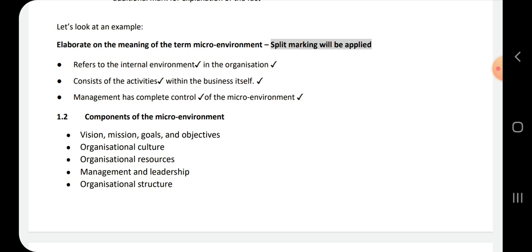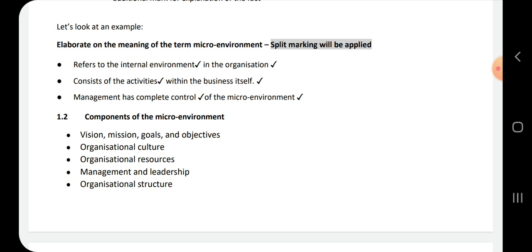So you answer in full sentences when you're asked to define and elaborate. Every sentence should be complete. 1, it refers to the internal environment in an organization. It's a full sentence. It consists of activities within the business itself. It's a full sentence. Management has complete control of the micro environment. That is a complete sentence.